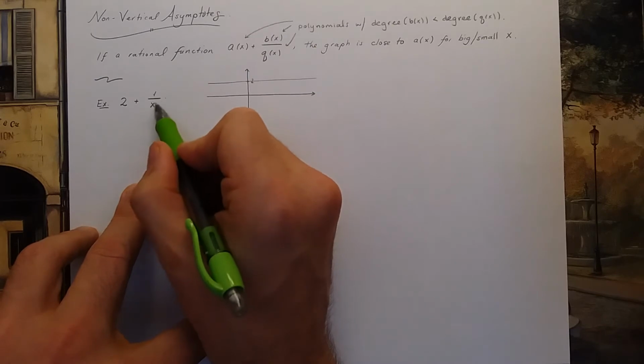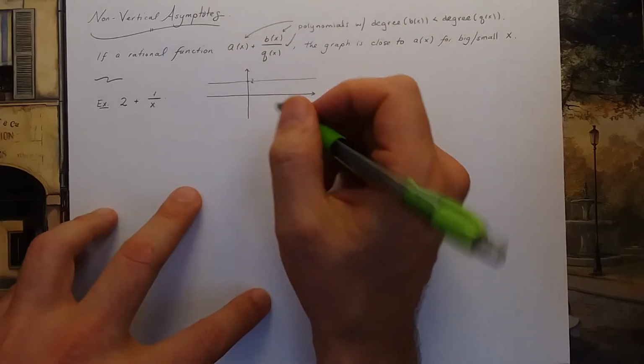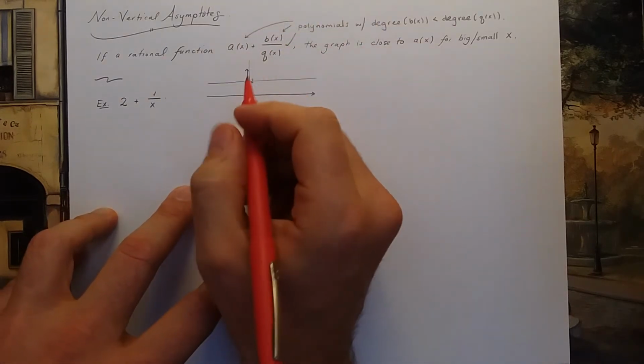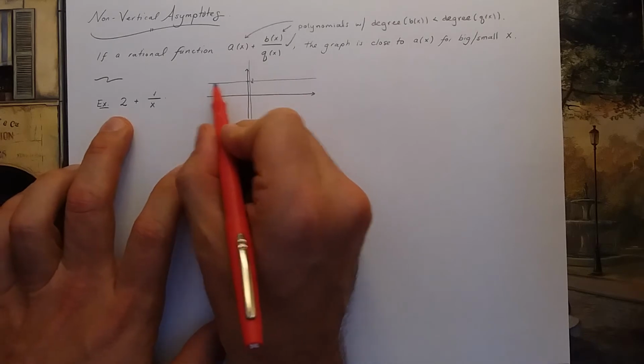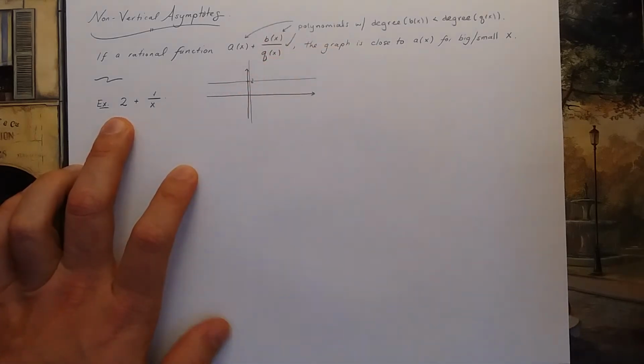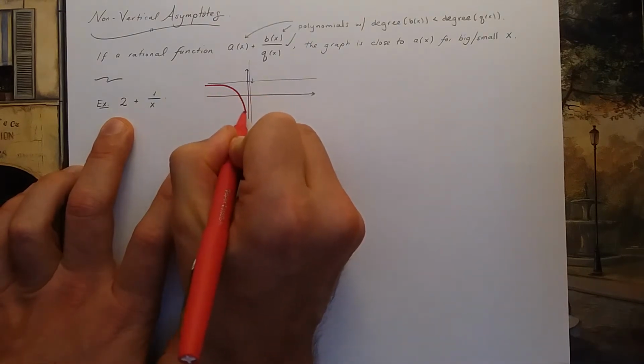This graph has a division by 0 at x equals 0. That means I get a vertical asymptote. So the graph is going to look like the following. If I stick in a very big negative number, I'm close to 2. As I get closer to the vertical asymptote, the graph goes down. I think the picture is going to look something like this.